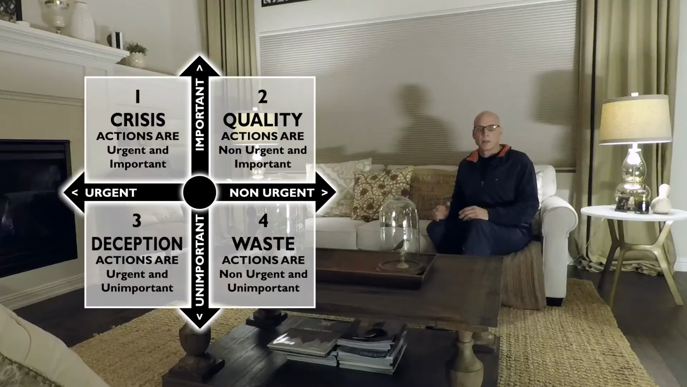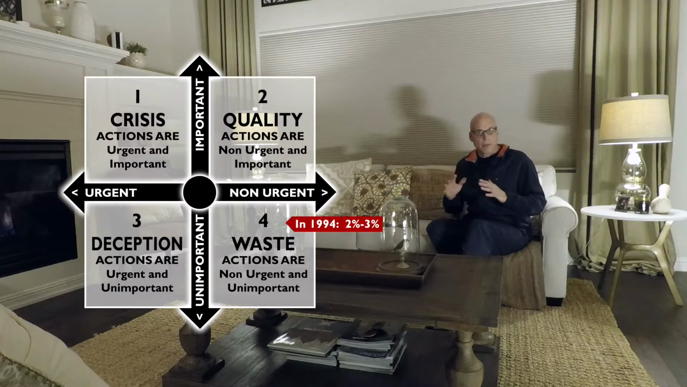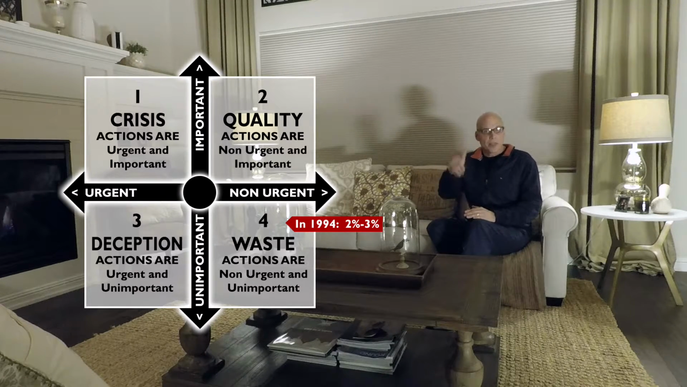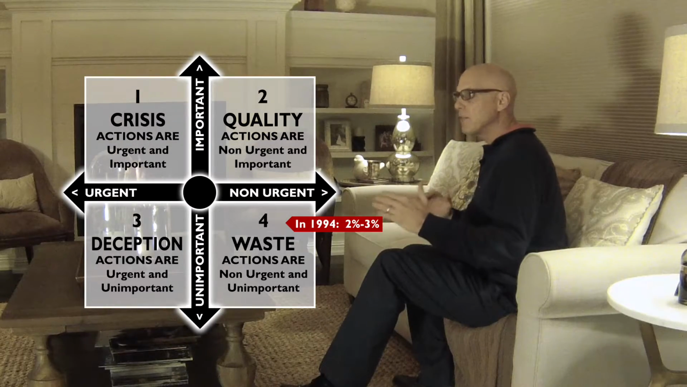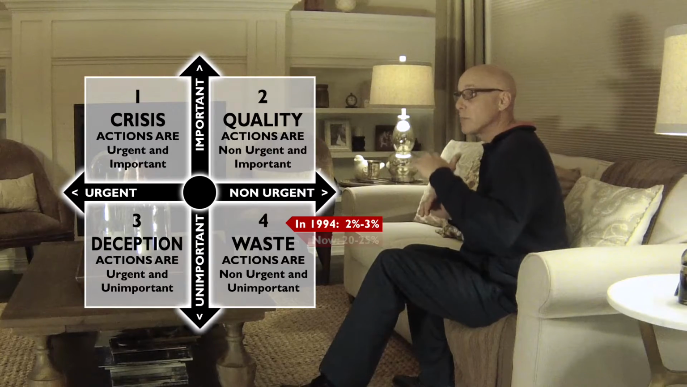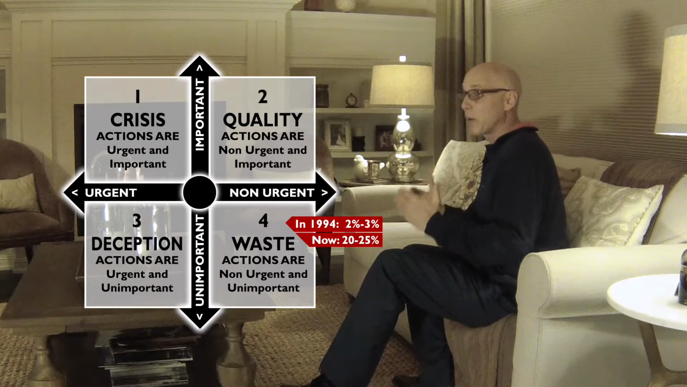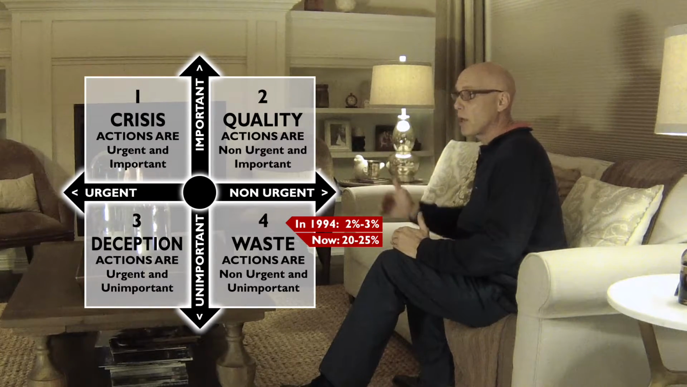In 1994, when Covey and the Merrills established these quadrants, they estimated that 2 to 3% of all workers' time was spent in this quadrant. However, with the popularity of social media today, many have speculated that this has increased to as much as 20 or 25% of the man-hours being spent in this quadrant.